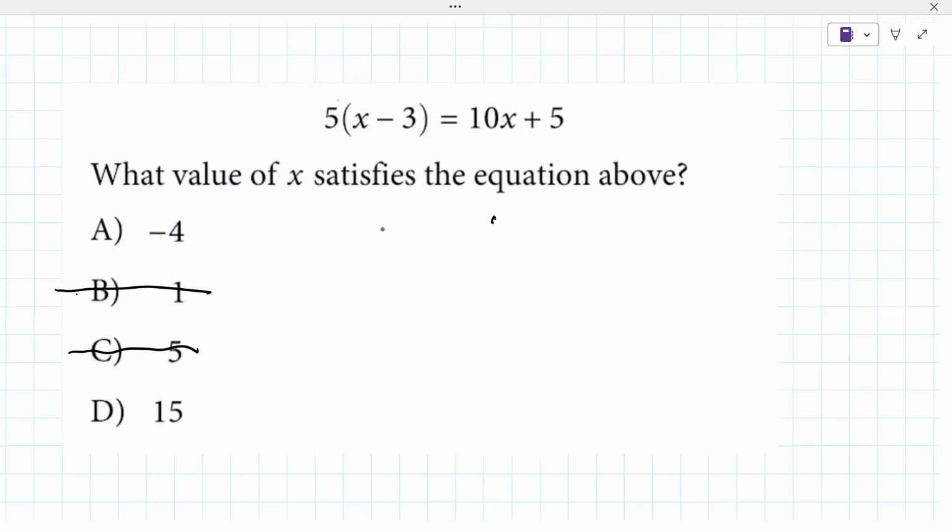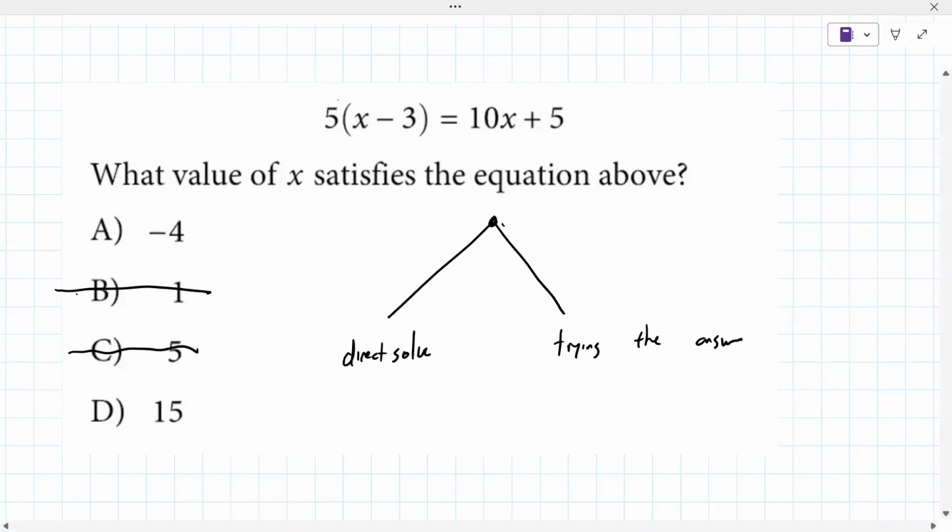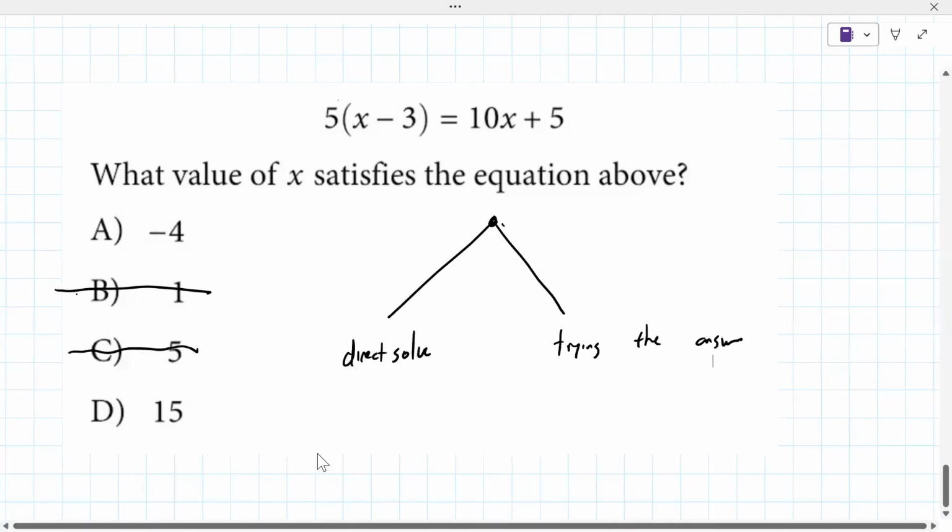There are two approaches to solving this. There's what I call the direct solve method, which is where you solve this the way I had you do last time with some equations. And then the other is what you just did, which is to try the answers. What is the problem with trying the answers? I mean, it's probably more time consuming, and you're kind of just guessing. Exactly.